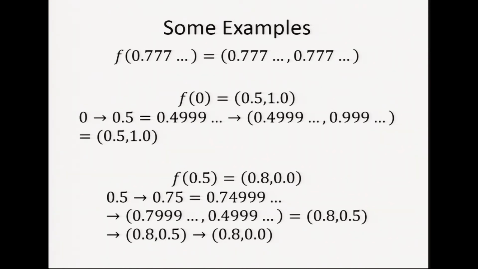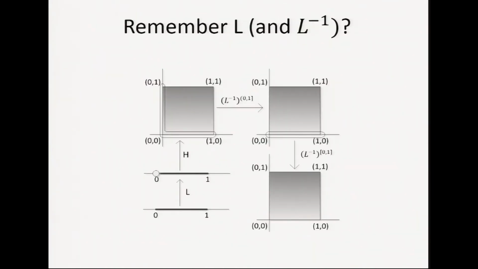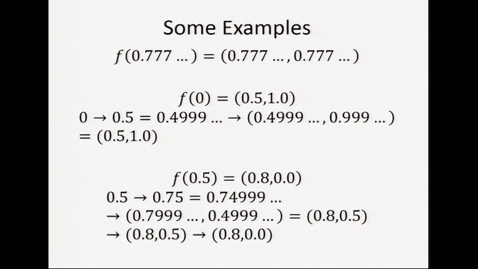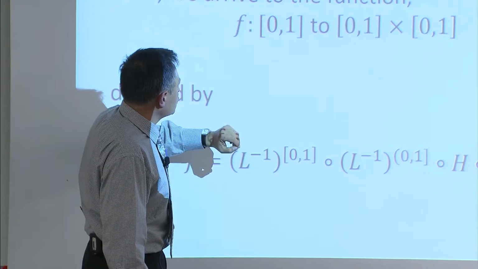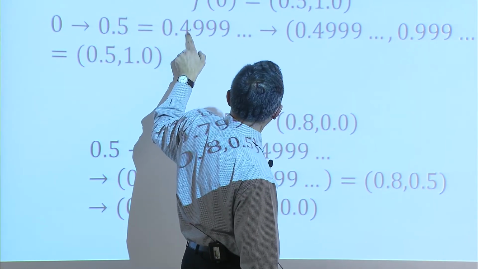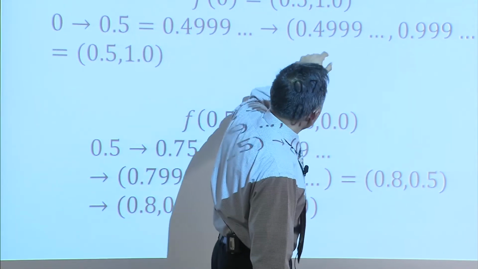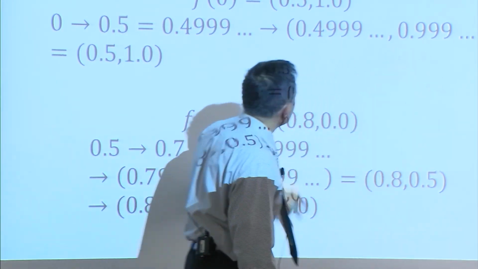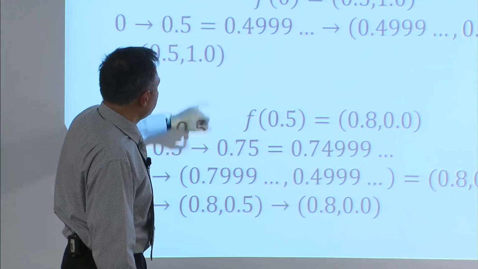Where does 0 go? Okay, let's look at the picture. It's more fun to see the picture. 0 goes to 1/2. Now 1/2 is the same thing as 0.4999, because we have to put this as an infinite decimal. So 4999 goes to 4, 9, 9. And then the other 9s form the y coordinate. So that is the same thing as 0.5 and 1.